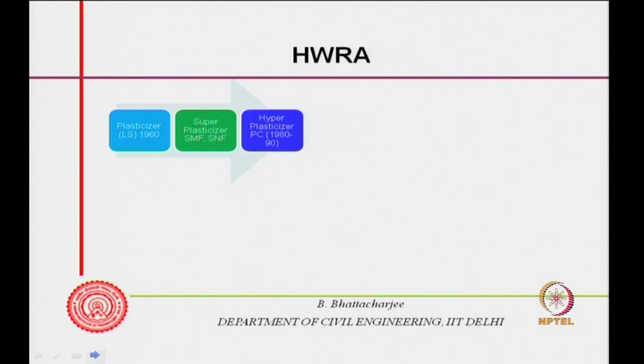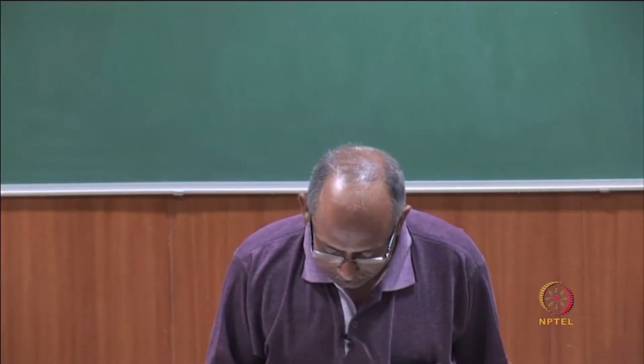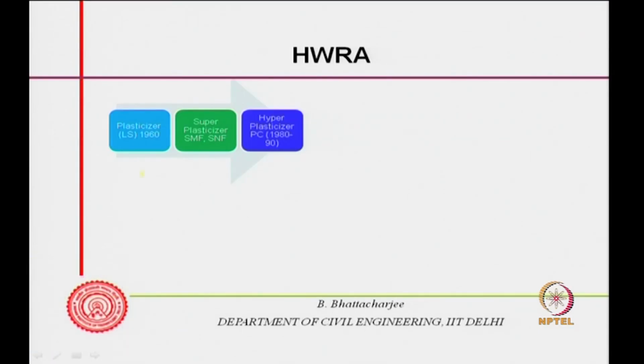and this was possible because of very high range or ultra high range water reducing agents. If you look at the plasticizers, in 1960 came the super plasticizers, basically sulfonated melamine formaldehyde and sulfonated naphthalene formaldehyde. They are actually from the 1970s, and then polycarboxylate ether, that was the 80s and 90s.